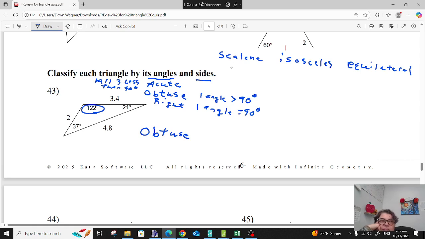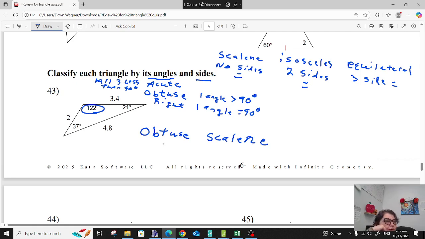Scalene, no sides are equal. Isosceles, two sides are equal. Equilateral, three sides are equal. So how many sides are equal here? None. So it'd be scalene. So it's obtuse by the angles, scalene by the sides. Any other questions?